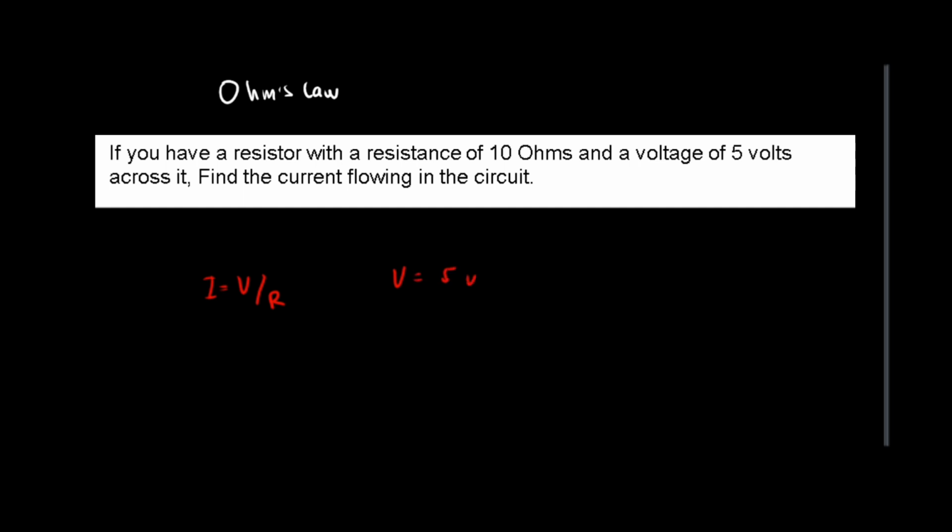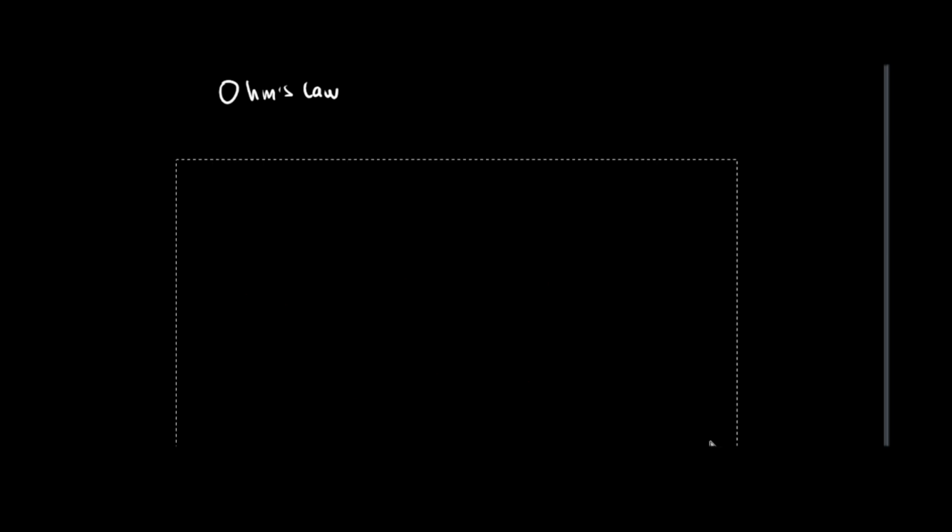Our voltage is 5 volts and our resistance is 10 ohms. Substituting these values in the formula gives us 5 volts over 10 ohms. Dividing these numbers gives us 0.5 amperes. So the answer to this problem is 0.5 amperes. Pretty easy, right? Here's another example.